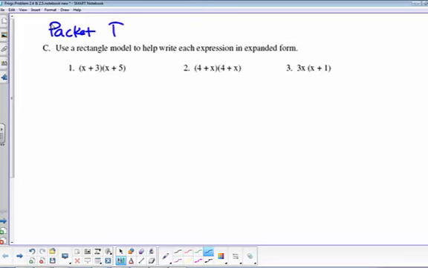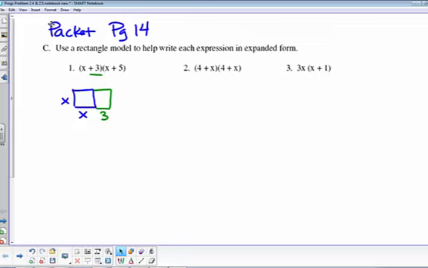On page 14. And we always start with an x by x box. On one side, it does not matter which side, you're going to add 3. And on the other side, you're going to add this 5.